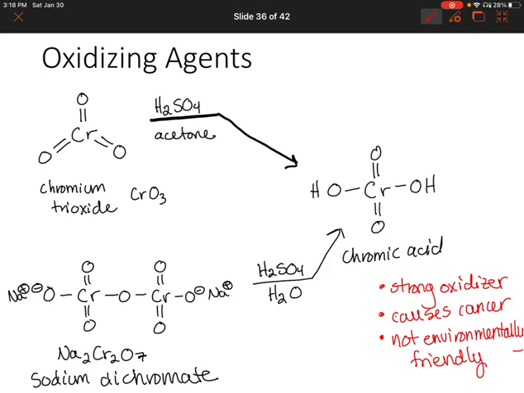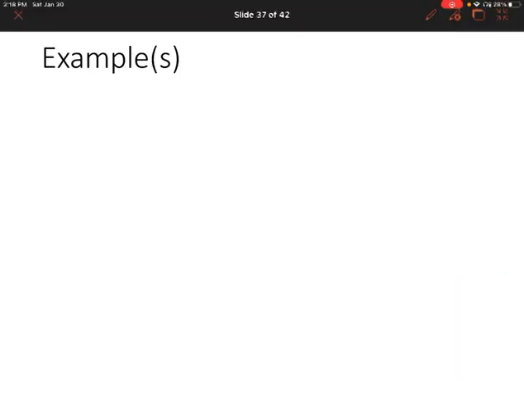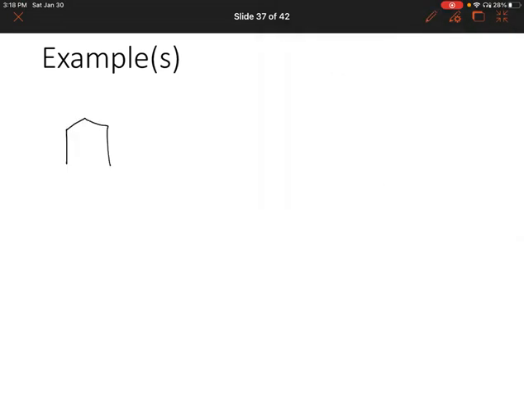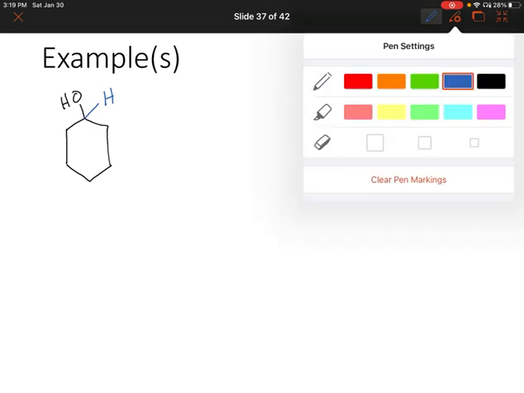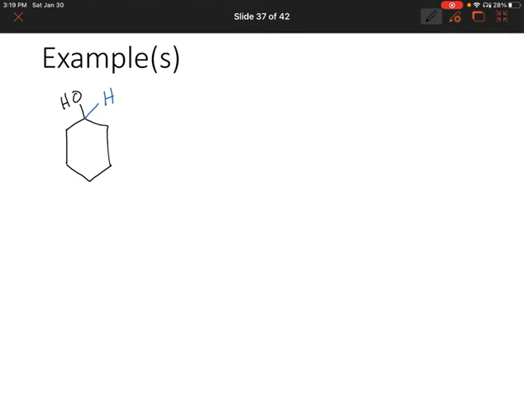Okay, so let's go over an example where we use these oxidizing agents. So let's say we're starting with the following alcohol. And I'm going to draw in any hydrogens that are bonded to that central carbon there, bonded to the alcohol. And what is the name of this molecule? How would we name that?